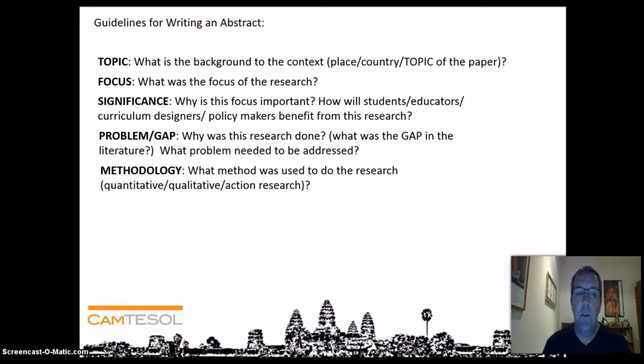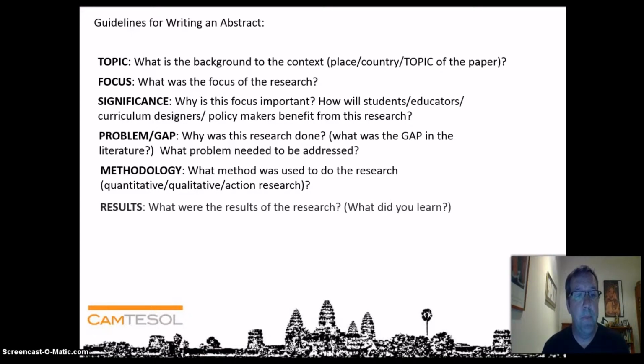Methodology. What method was used to do the research? Was it quantitative, qualitative, or was it an action research paper? Quantitative, you're collecting data, you're doing a pre-test, a post-test, you have a control group. Qualitative, you're basically asking for opinions. You want to find out what people think about a particular teaching method or resource. Action research is observing something that's happening in the classroom, and you want to use this observation to affect a change in your school or in your curriculum or in some policy area in your country. So methodology is a very important part of your paper and should be included in your abstract.